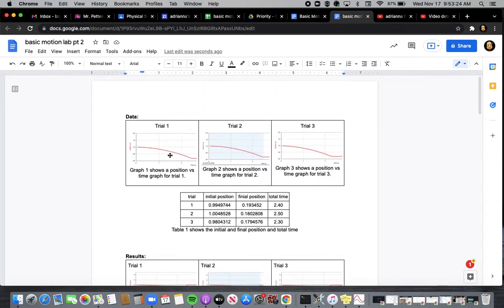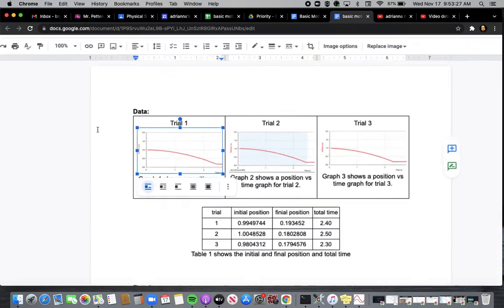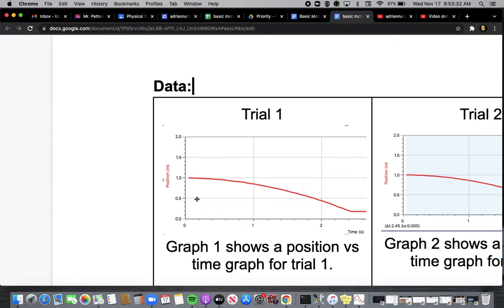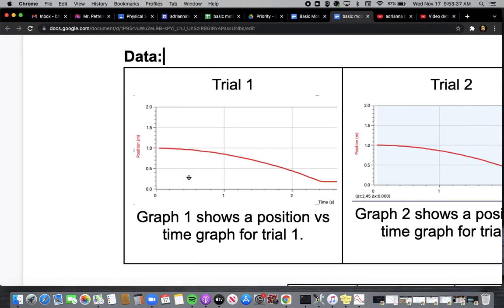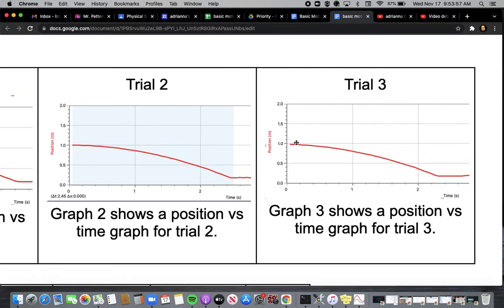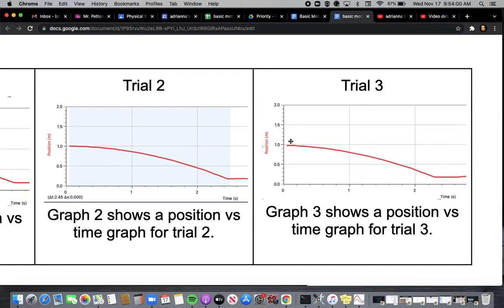Our graphs show that the position went down because we were on a ramp, so the position went downwards on the ramp, right? It started at one position away from the sensor, then it went down and moved to the other position. Each of them are like that, but all of them are different because some of them are quicker, some of them are not quicker.